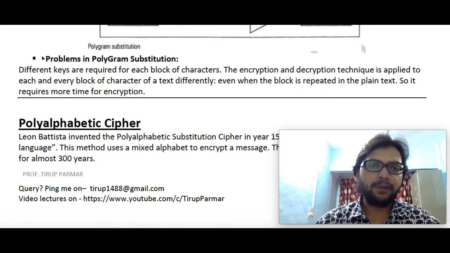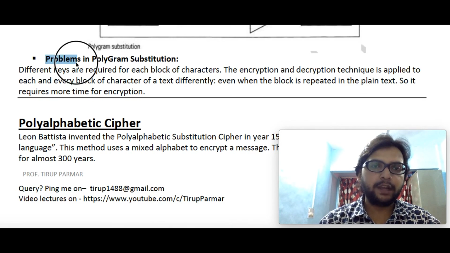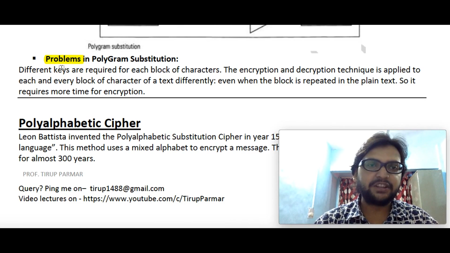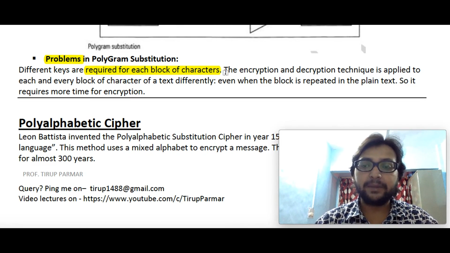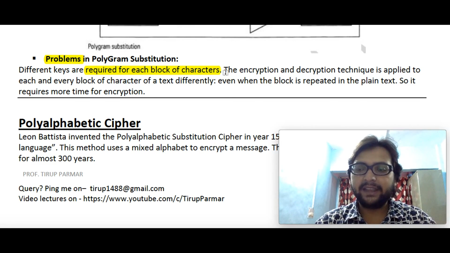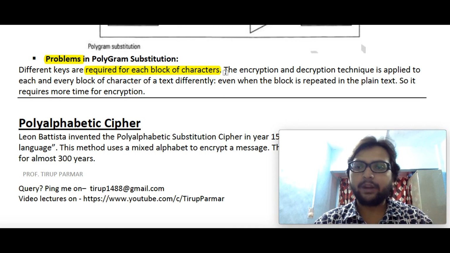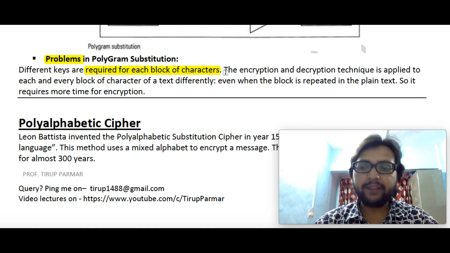What are the problems that we need to discuss now? What are the problems present in polygram substitution? Different keys are required for each and every block of characters. If we need to encrypt 100 blocks, then we need to handle 100 different keys, one key for each block. It is so much hectic work. It is very difficult to handle this many keys. And if we misplace or miss a few of the keys in between our message, then it is very difficult to decrypt our message again.